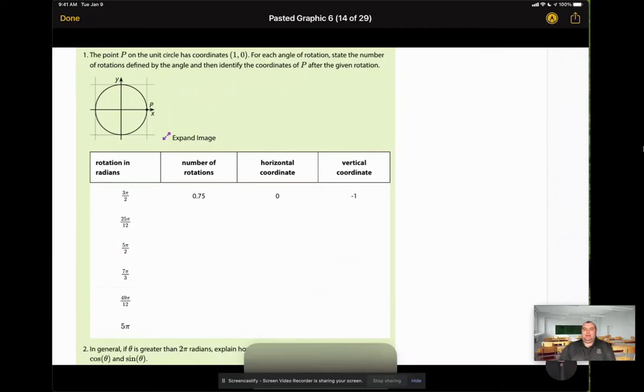All right, welcome back. We are up to lesson 10 now. Let's go straight to the examples.